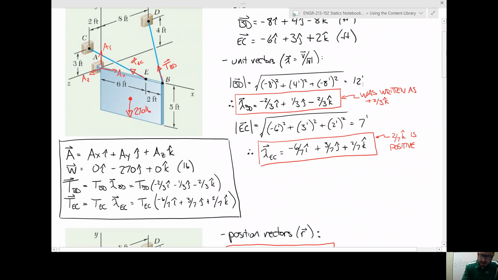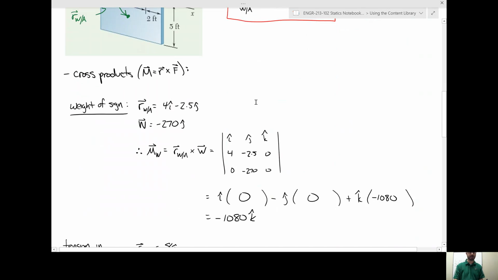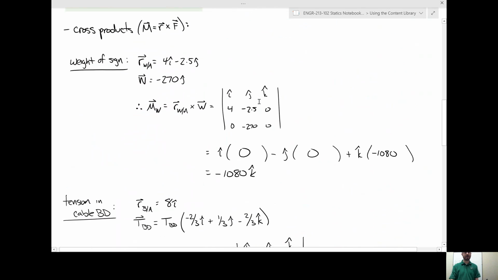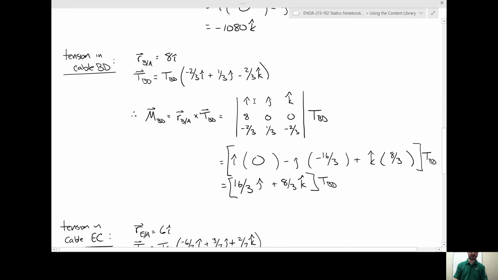And then right here, just to make sure this is clear, I think we went back and forth on this one. That is the correct vector. The 2/7 or the k component should be positive. Okay. Other than that, there really weren't any issues. I went through all the numbers again. There really weren't any issues going forward. The force vectors were correct. The position vectors were correct in their construction. And if you went through the cross products, the weight of the sign, that one was correct. The tension in cable BD was correct.